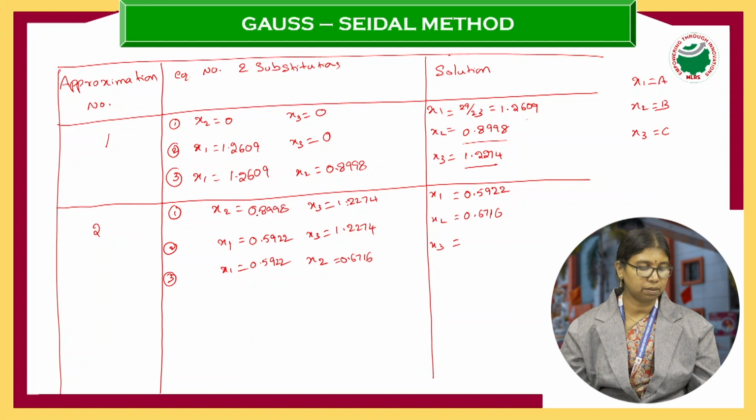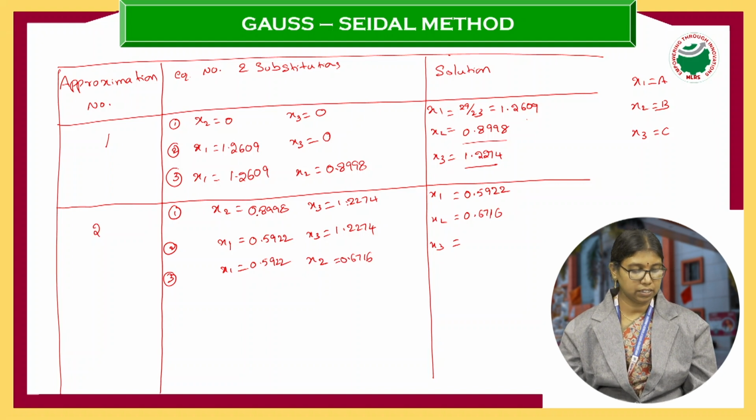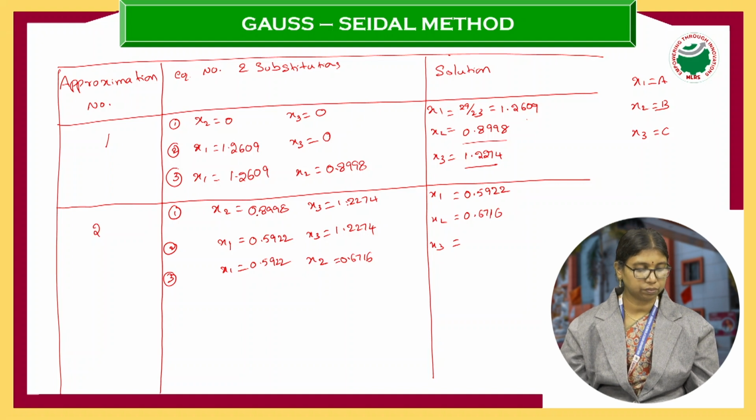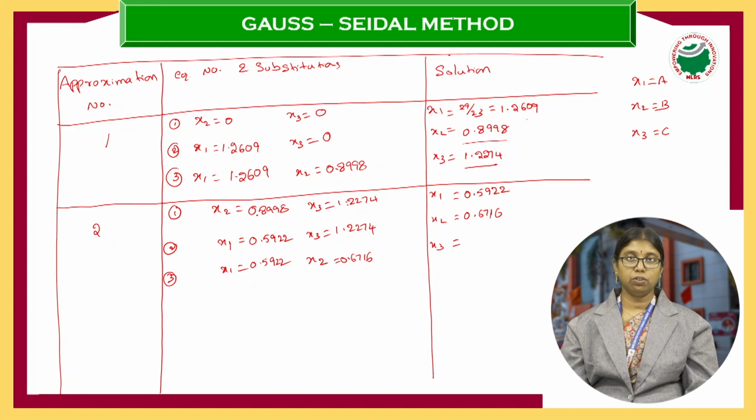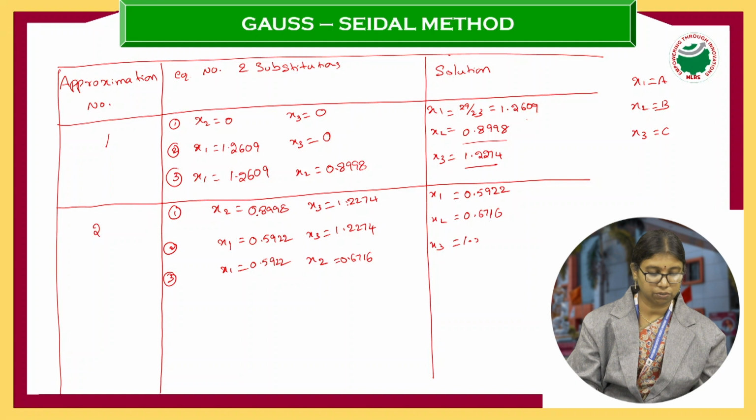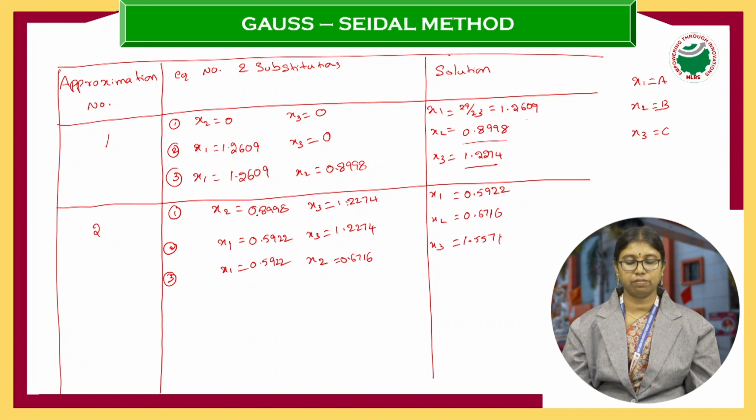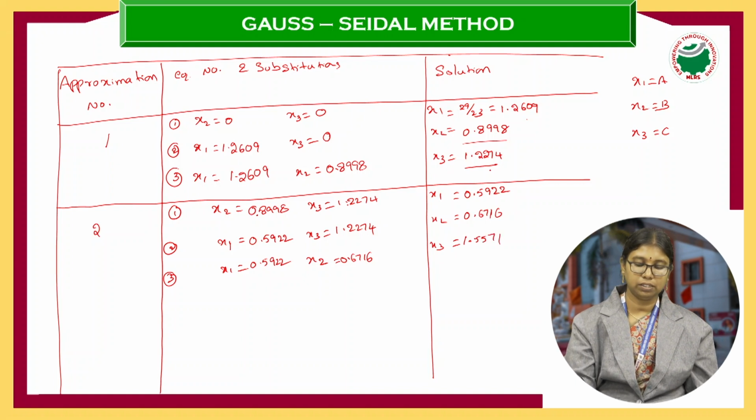So you press calc button and here A is 0.5922, B is 0.6716. Then you got the Z value or x3 value as 1.5571. Now compare all the three.